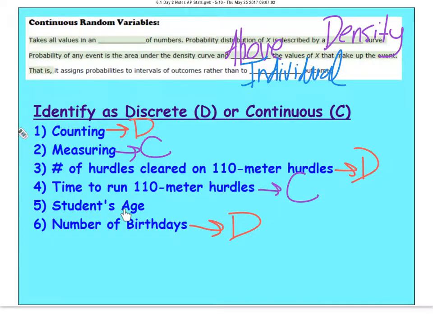Now when it comes to age, you might think this is discrete, but think of a little kid who's 6 years old in a couple of months. Means they're going to be 7. If you ask a little kid and they're not exactly 6 years old, they're going to tell you they're 6 years old and 2 months, 1 day, and 4 hours. They're going to be very specific and give you a range in between 6 and 7. So for this one, we would actually say the student's age could be considered continuous.